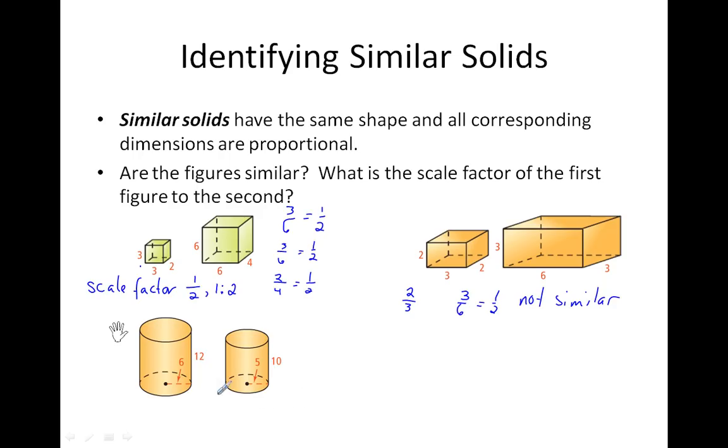And we don't even have to check the third pair, because we've got these two that aren't the same. Now for the cylinders, we're going to compare the radius. First to the second, we have radius of 6 to 5. That does not reduce. Then we look at the height. We have 12 to 10, which does reduce to 6 to 5. So these two are similar, and the scale factor, SF, is 6 to 5. Or remember, we might see it written in this manner, 6 to 5.